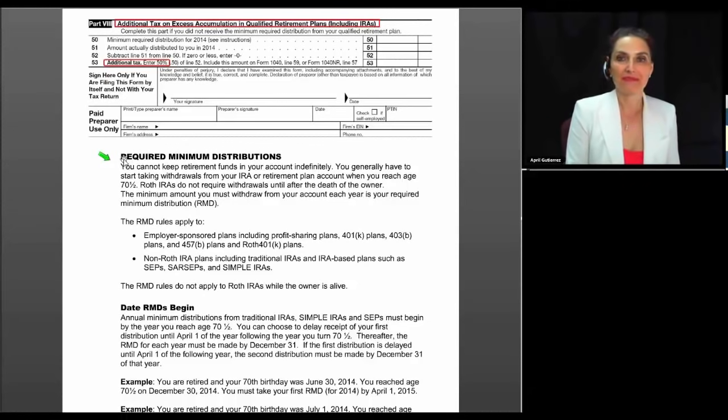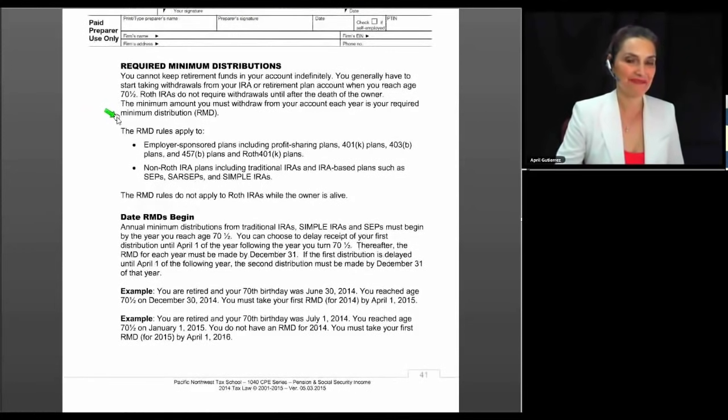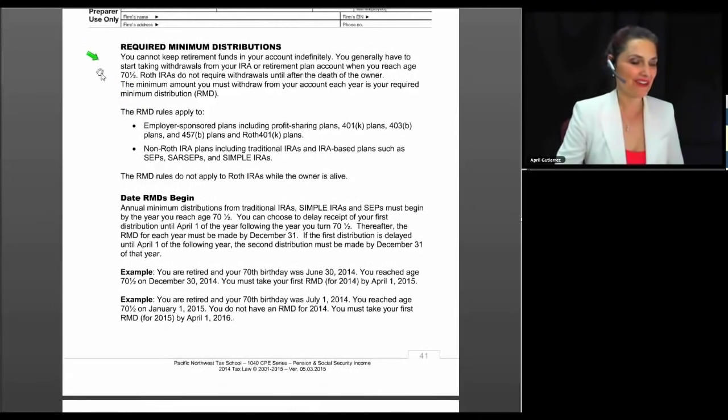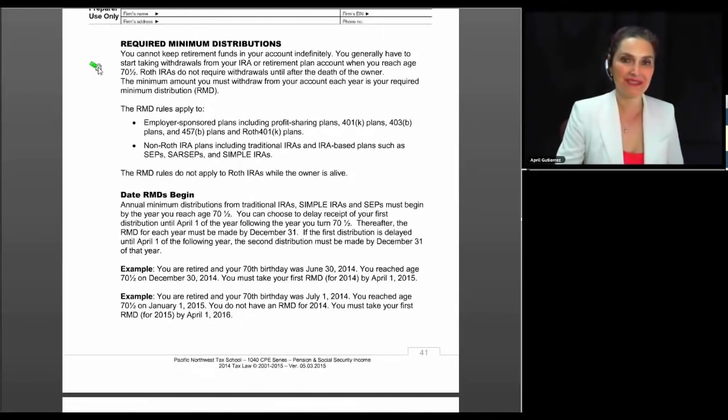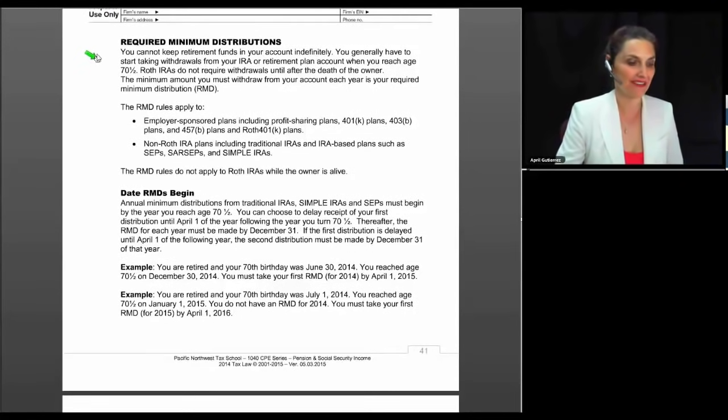So let's talk a little bit about those rules for required minimum distributions. So if you do have one come up, you're at least kind of familiar with what to say and what to do and not too embarrassed for being caught off guard. Because it is easy with these obscure things that don't come up very often to get caught off guard and really not know what to advise your clients on.